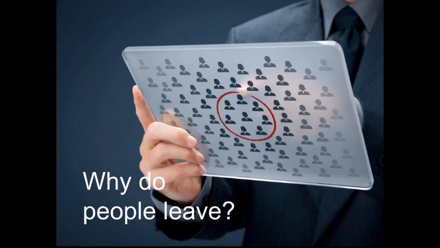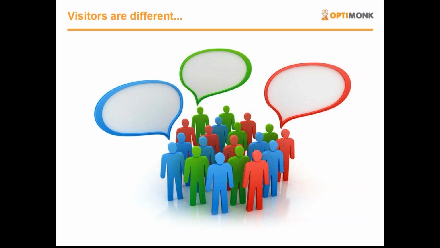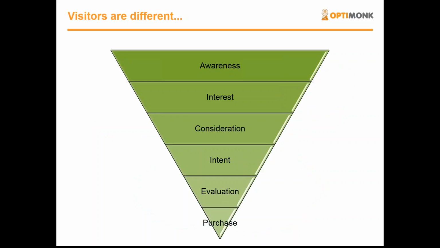So I would like to show you some ideas and best practices on how to use on-site retargeting on your website and how to get the most out of it. But before I do that, I would like to show you the reason why people leave in the first place, and what you can do about it. What you must understand is that visitors are different. They have very different backgrounds, very different problems, very different expertise levels in the field you are in. And even more importantly, they are usually at a very different stage of their own buying process.